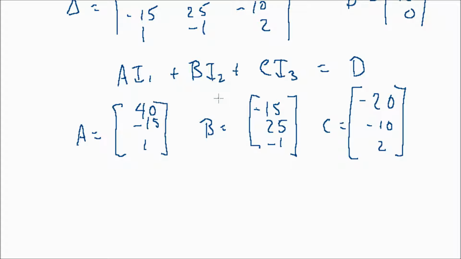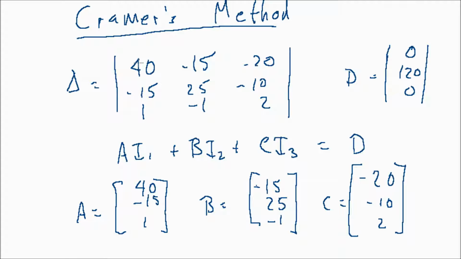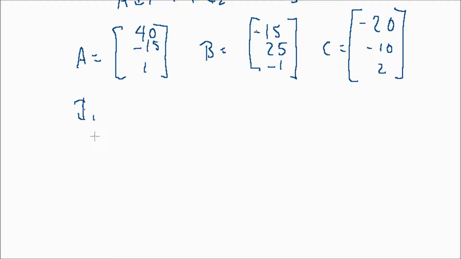There are a couple of ways to do this. Normally, once you get to this part, you plug this into a calculator, put these in, and you can automatically find out what your I1, I2, and I3 are, which is what we're solving for. We don't know what I1, I2, and I3 are. But here is how to calculate I1.